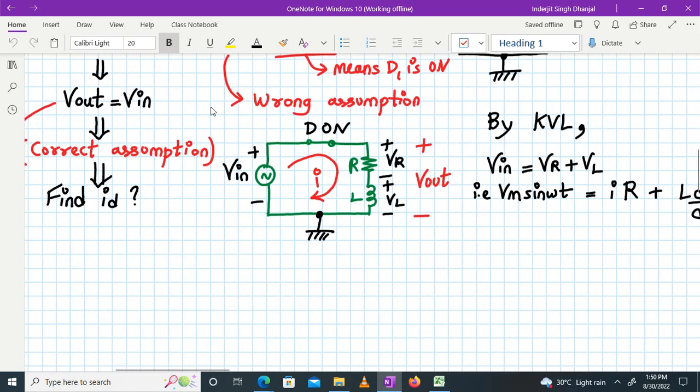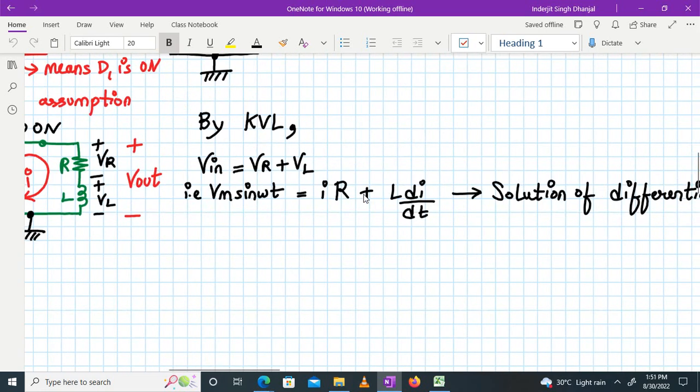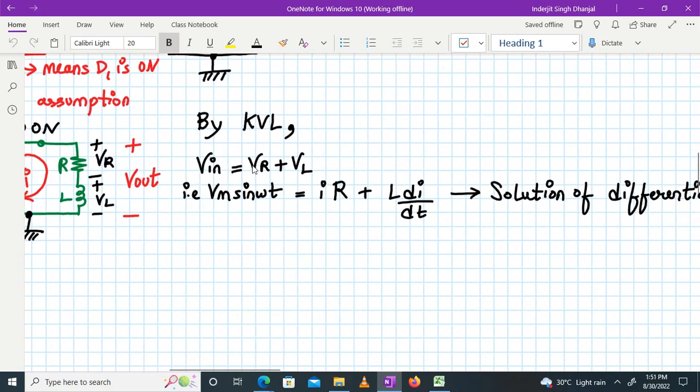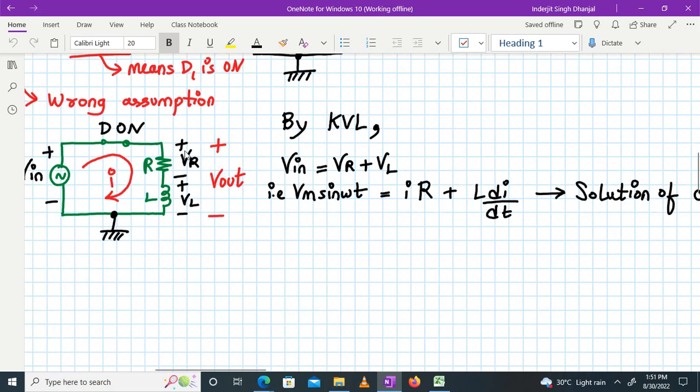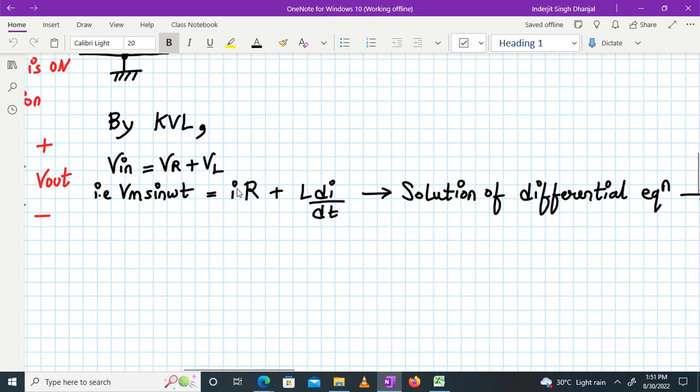So when the diode is on, this is the situation. That is what we have just talked about, right? When the diode is on, it behaves as a short circuit. So my input voltage will be equal to V out. By KVL, V in is equal to VR plus VL, because V out is VR plus VL. What is V in? Vm sin omega t. And what is VR? IR. VR is IR and VL is L di by dt.